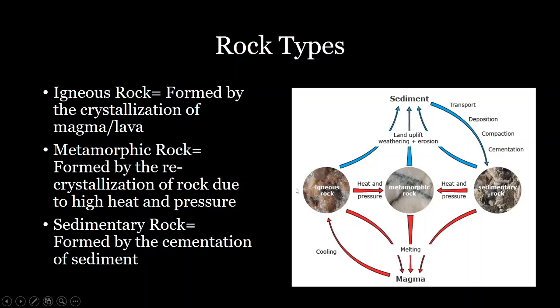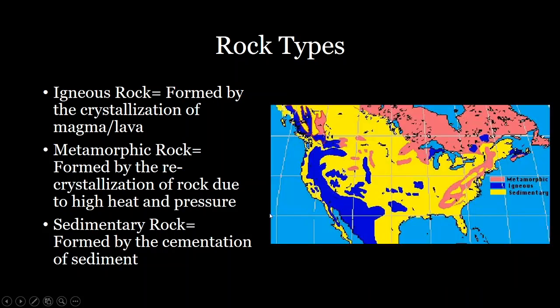And we can see here in this diagram, for example, if we have a plume of magma and that magma cools, it's going to form igneous rock, and it can either erode and form sediments, or it can be exposed to more heat and pressure, therefore forming metamorphic rock, or that sediment can get compacted and cemented into sedimentary rock, and we can go through different cycles between the three different rock types.